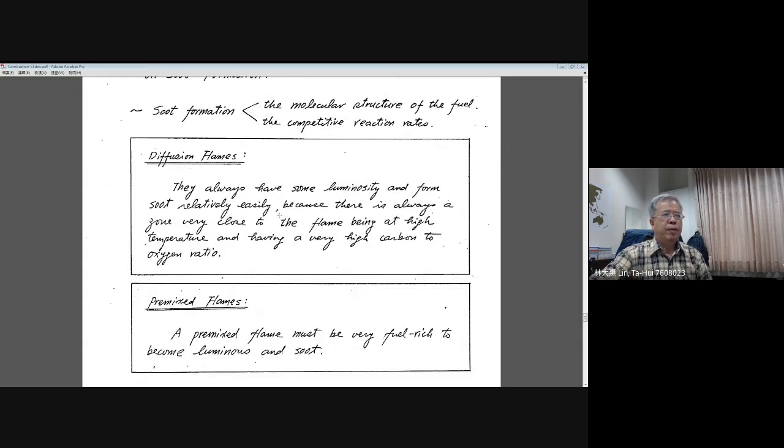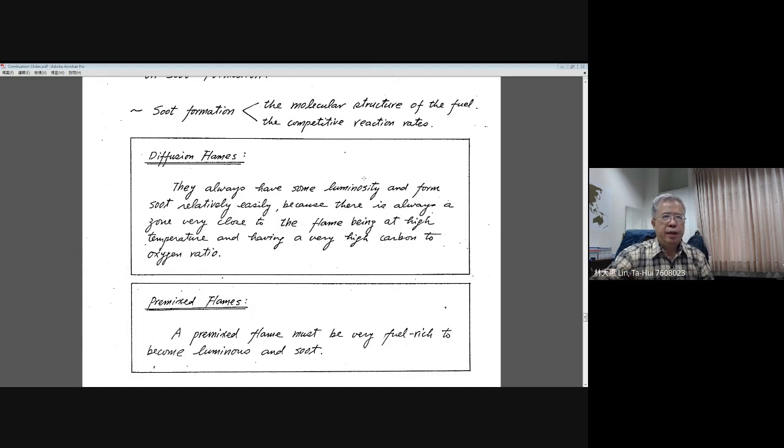In general, for diffusion flame, they always have some luminosity and form soot relatively easily, okay, because the fuel is separated from the oxygen by the diffusion flame itself. It is hard to have a soot particle simultaneously with a large amount of oxygen, because all those soot particles, carbon particles, exist in the same region, and they easily coagulate and become a large radius particle, and this makes it very difficult to oxidize.